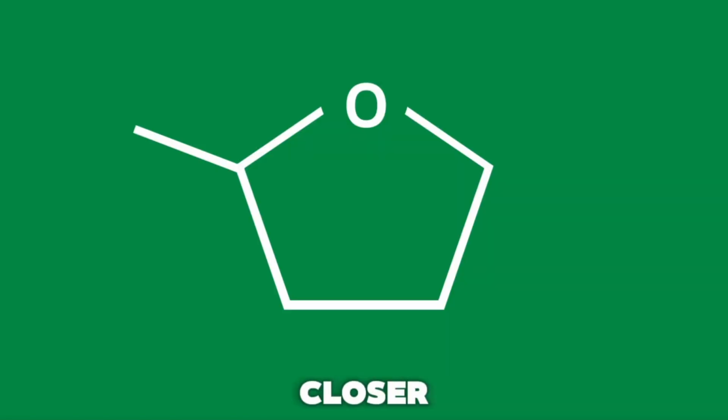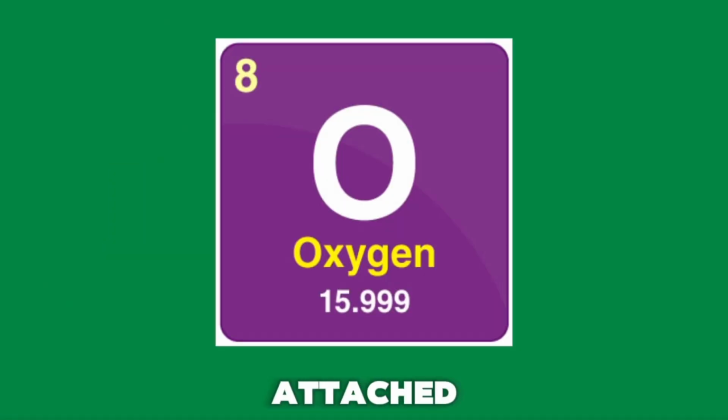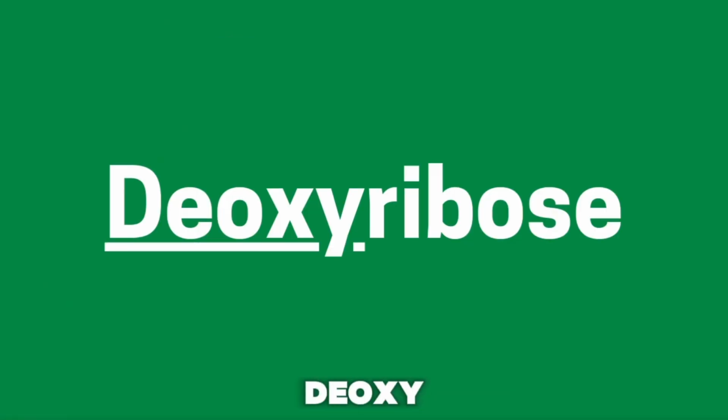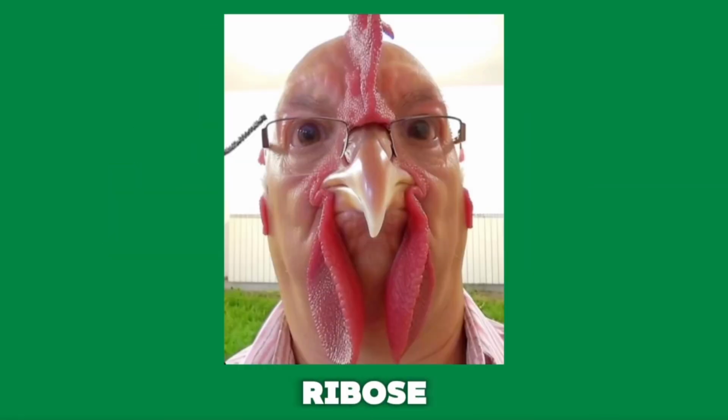So let's take a little closer look at our boy here. Now, this guy is called ribose, okay? Deoxy meaning it has one less oxygen atom attached to it. That's what deoxy means. Deoxy means less oxygen. So this guy is deoxyribose. It's just pretty much the same as ribose, okay?